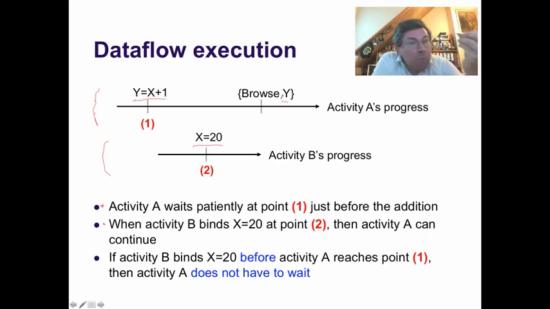Now, what happens if activity B binds x equal 20 before activity A reaches point 1? Because there's no fixed speed relation between the two activities, that is definitely possible. Well, in that case, x will be bound to 20, and activity A will do y equal x plus 1, will calculate 21, the same value as before, but without waiting. So you see, in all cases, activity A will eventually see the value 20 and will eventually display 21.